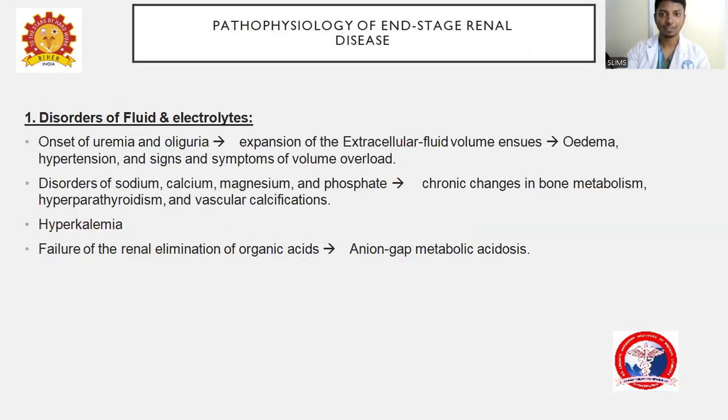So, what is the pathophysiology of end-stage renal disease? Let's start with the disorders of fluid and electrolytes. Initially, there's an onset of uremia and oliguria. This is followed by expansion of the extracellular fluid volume, followed by edema, hypertension, and signs and symptoms of fluid overload. This can be followed by disorders of sodium, calcium, magnesium, and phosphate. There can be chronic changes in bone metabolism, hyperparathyroidism, and vascular calcifications. Along with this, we will also see hyperkalemia and failure of renal elimination of organic acids, which can lead to anion gap metabolic acidosis.